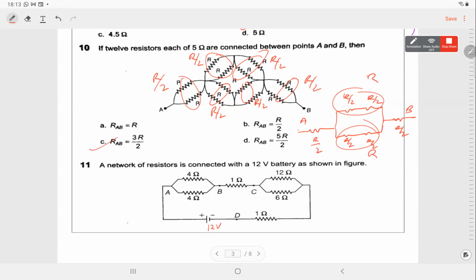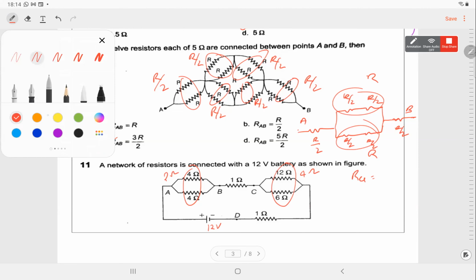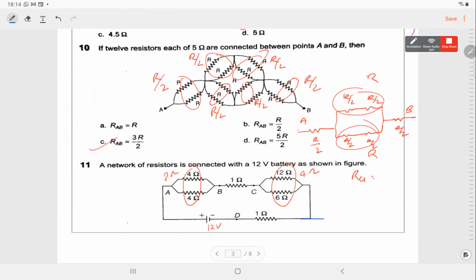Question number 11, in this circuit, a network of resistors is connected with a 12-volt battery. Find the potential between AB, BC, and CD. That's what the question is asking. Total resistance of the circuit: R and 4 in parallel becomes 2 ohm. 12 and 6 in parallel, how much? 72 by 18. 4? 4. So that will be again 4 ohm. Equivalent resistance of this circuit will be how much? 2 plus 1 plus 4 plus 1, which is 8 ohm.